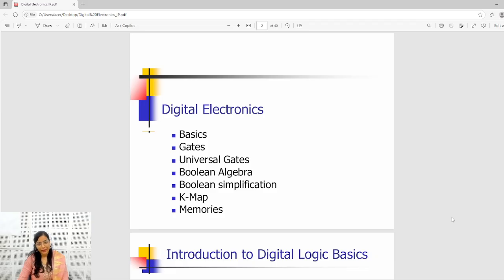simplification questions. Then we'll go with a discussion of the Karnaugh map, also known as K-map, and how we use the K-map rules and the basic formulas to solve Boolean algebra problems, and it is also used for Boolean simplification through K-maps. And we will end today's discussion with the topic of memories, the types of memories, and their specific characteristics, advantages, and disadvantages, and so on and so forth.